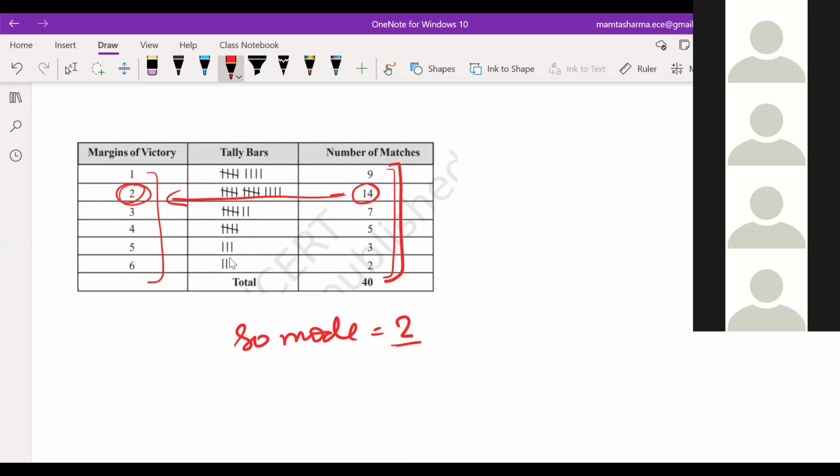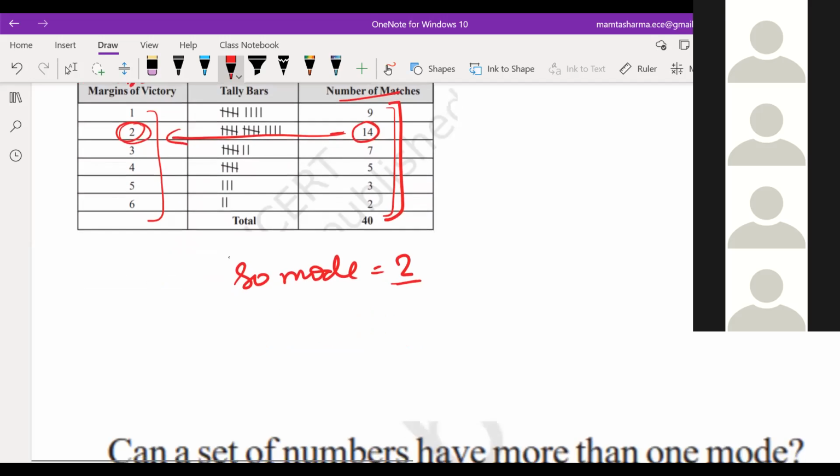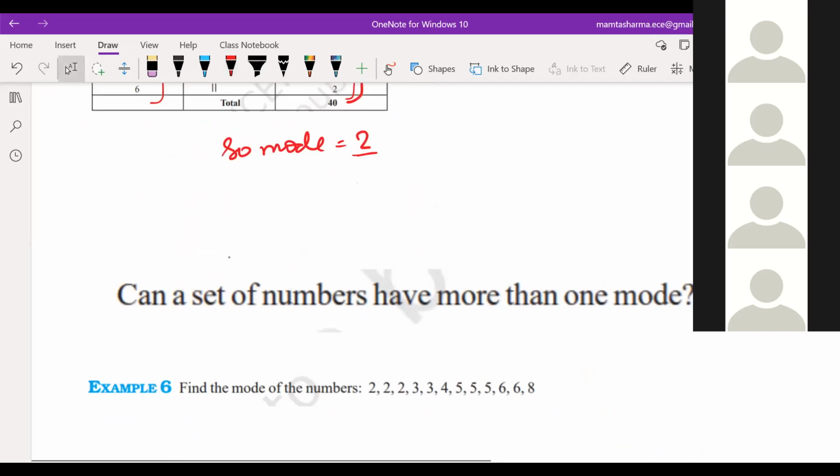Mode is not a frequency. Mode is a score, marks, margin. Mode is the observation. This is the number of observations. This is the observation data. Mode is the observation, not the number of observations. Right? Who said 14? Mistakenly said, ma'am, Shivapranav, but I got 2 only. Okay, so be careful.